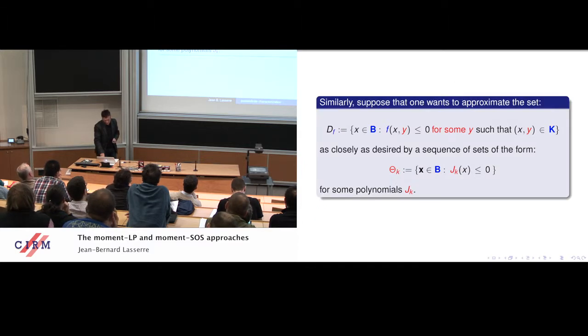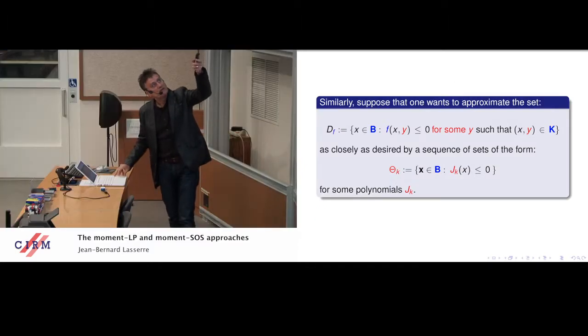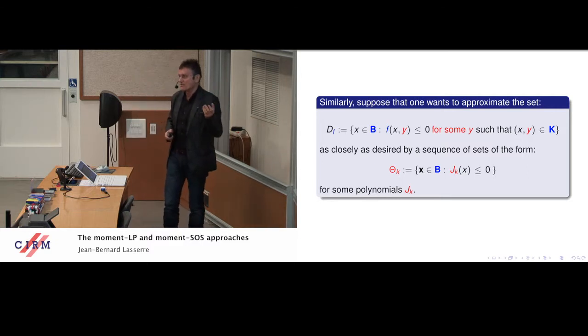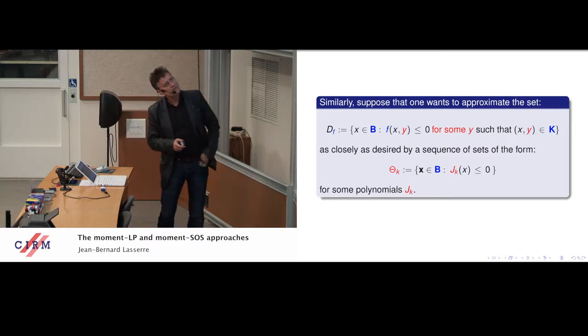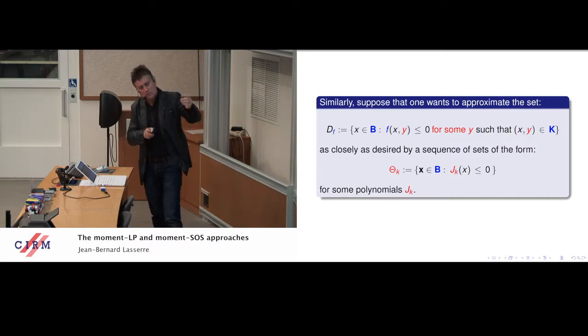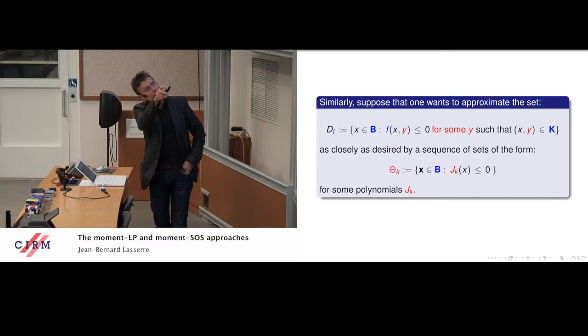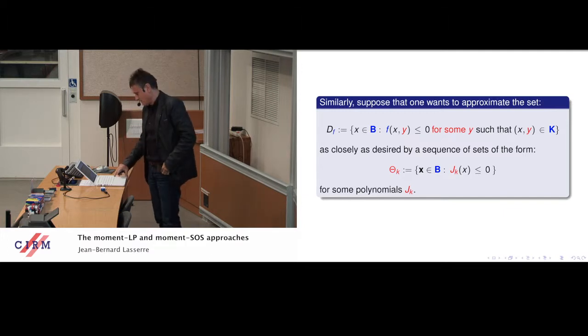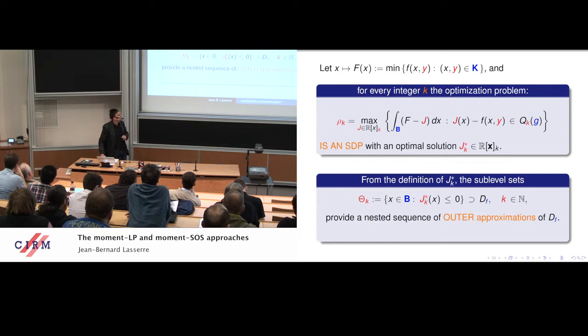And you can do exactly the same thing for a set which is now defined like f of x, y less than or equal to 0 for some y, instead of for all y. So it's like you look for a sort of projection. Again, you can approximate this by a level set, but now you will look at the minimum of f of x, y. This is the same thing as saying that the minimum of f of x, y when x is fixed should be less than 0. And then you would have a hierarchy of outer approximations doing exactly the same thing, a sort of symmetry here. And that's the way it works.